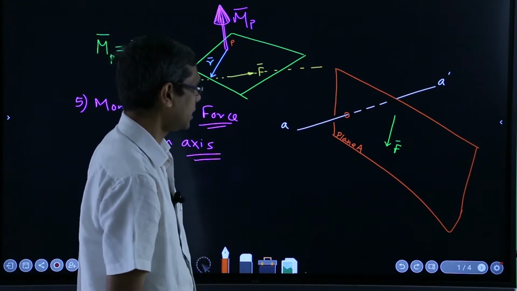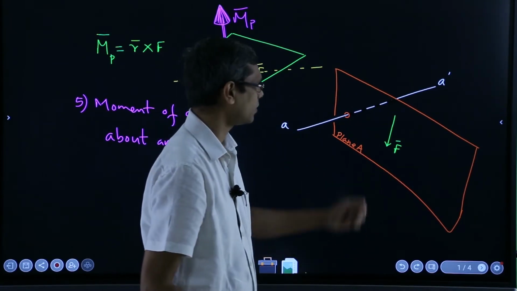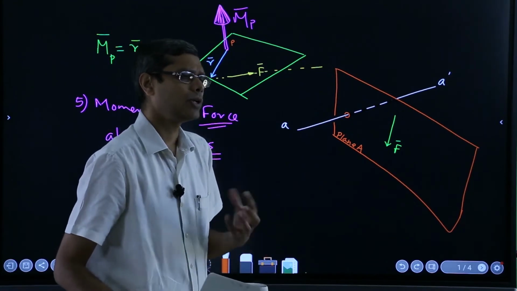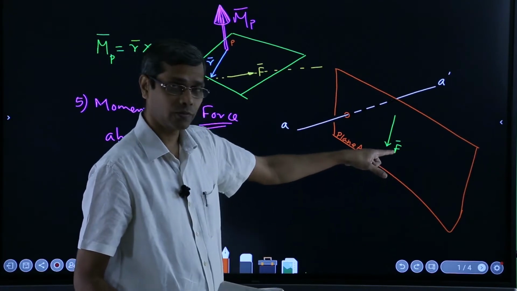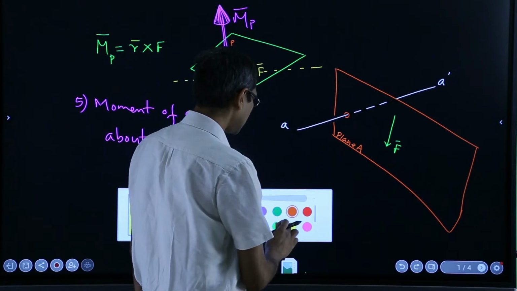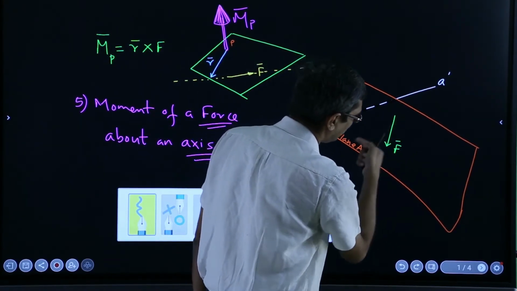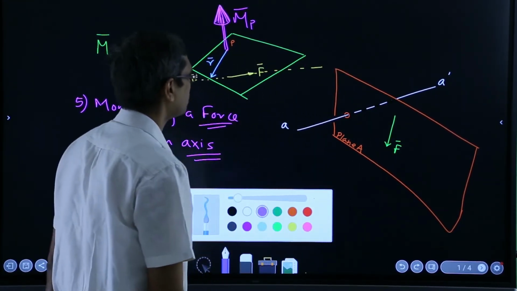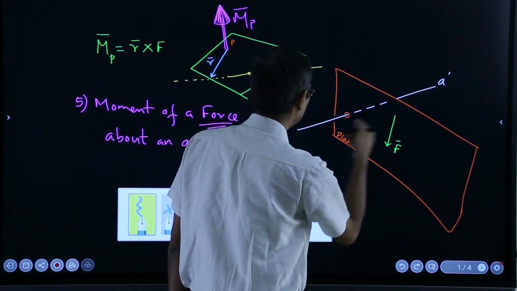Note that this F is not lying on this plane, not necessarily lying on this plane. Now, to visualize the amount of turning effort that this force is having about this axis, what we need to do is first create the component of this force in this direction.